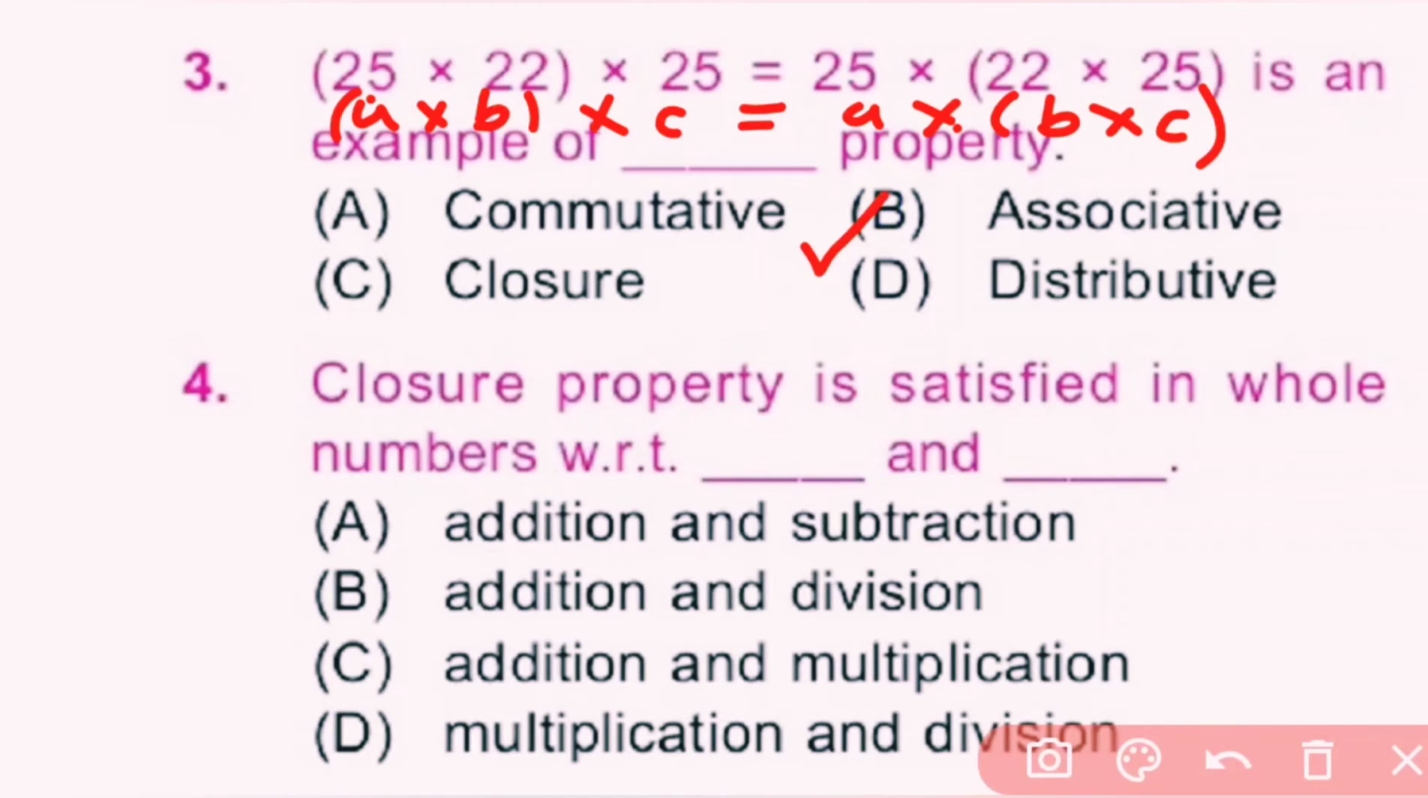Question number 4. Closure property is satisfied in whole numbers with respect to addition and multiplication. So C is right.